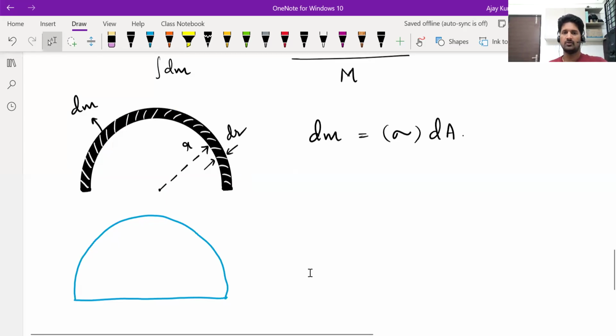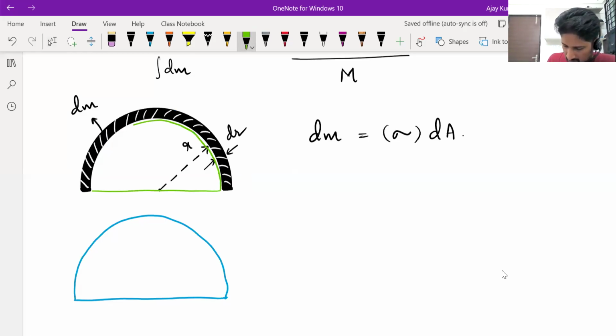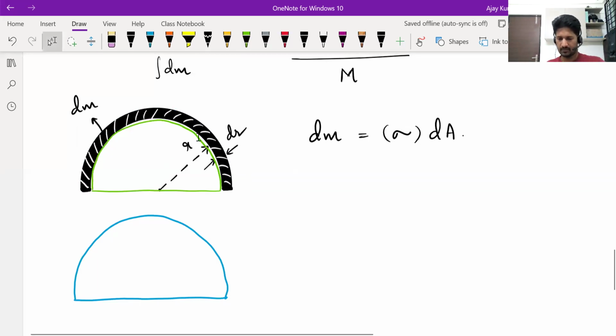How much is the radius of the outer semicircle? R plus dr, sir. Inner semicircle is R. Okay, this green one, its radius is R. Outer one is slightly bigger. It is R plus dr. Rishi, is it clear? Yes, sir.